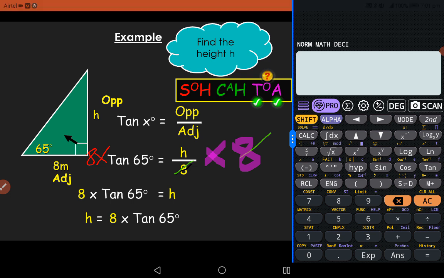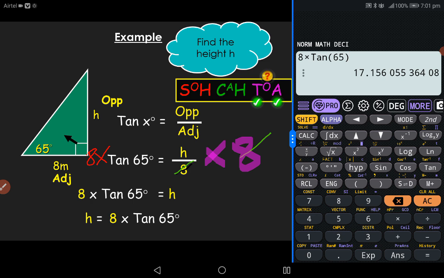On your calculator, punch 8, then multiplied by tangent. Remember, it is tangent that we are still looking at. Tangent of 65 degrees. You can close brackets if you want. You find that the value of h is going to be 17.2 meters, corrected to one decimal place.